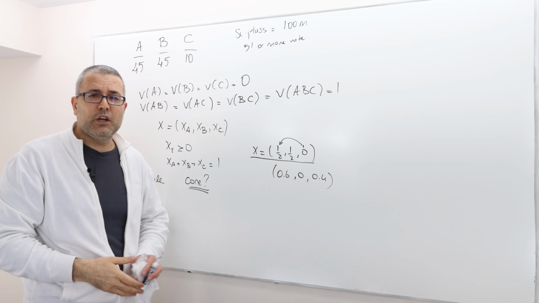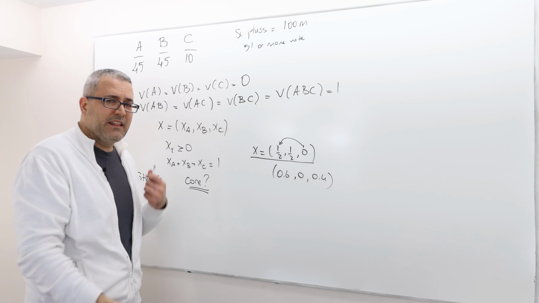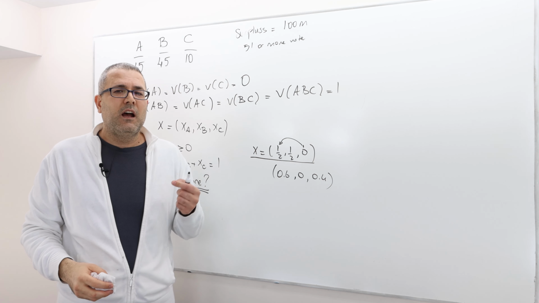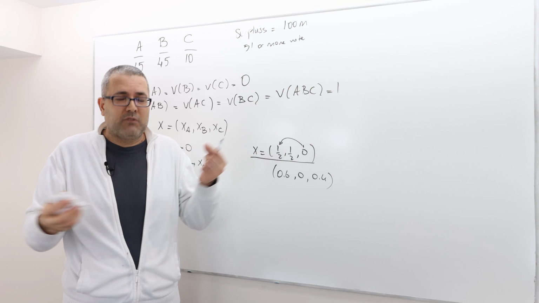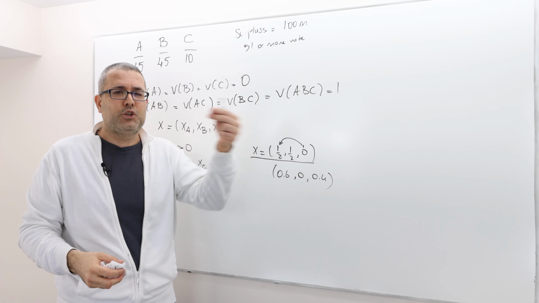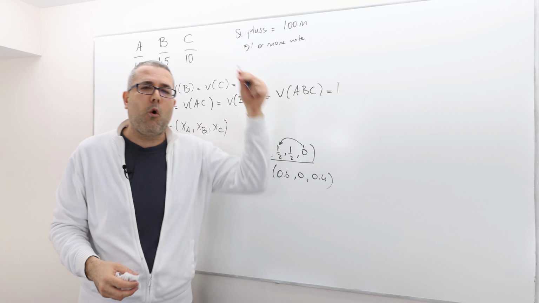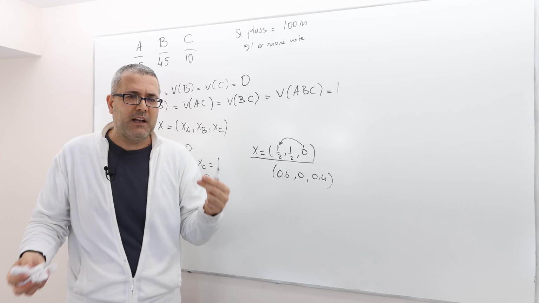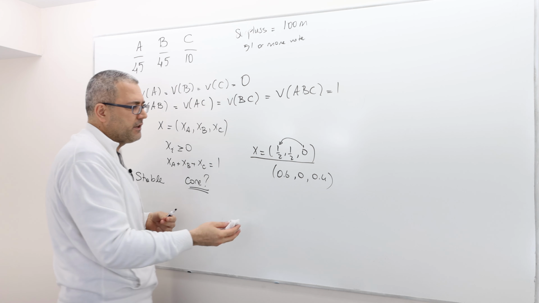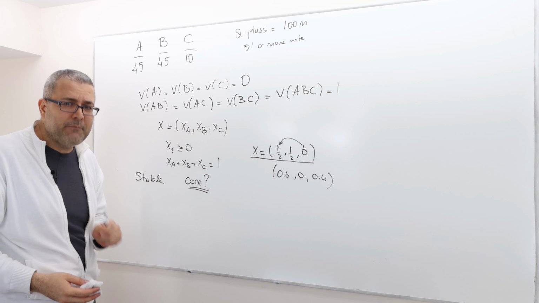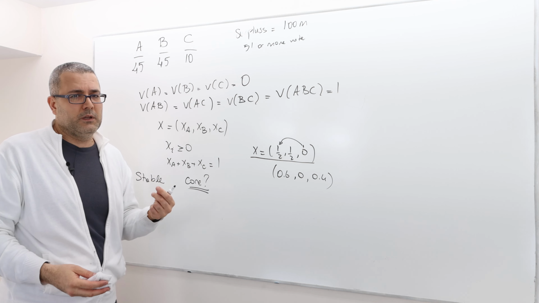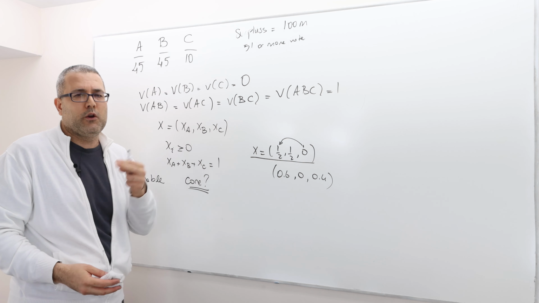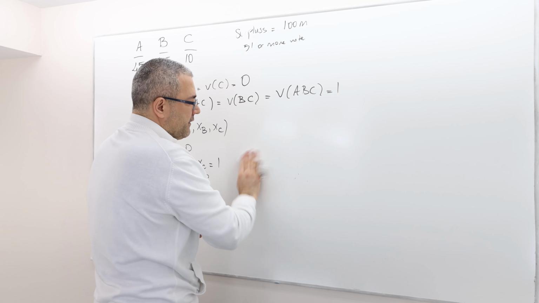So, good. We can keep guessing and then verifying. But if the core is empty, there's no way to do that. You can't go over all payoff vectors and show that all of them are not stable. This is impossible because there are infinitely many payoff vectors. And for this problem, the core is empty. So we need to prove it formally, because there are infinitely many vectors and we cannot go over each one of them. So how do we prove it?